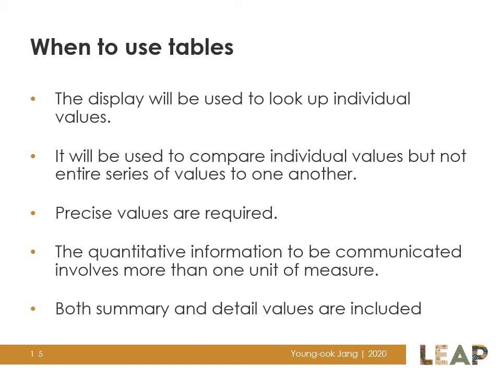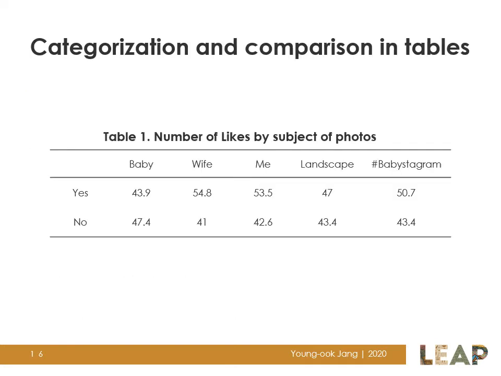If precise values are required, then the table is the best. Also, if the quantitative information to be communicated involves more than one unit of measure, then tables are the best. Graphs usually compare within one unit. If you have two different units, then it's hard to express it in a graph. I'll show you several tables. That's easier, I guess.